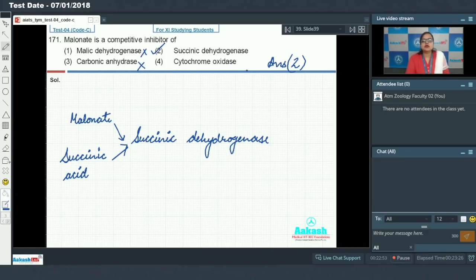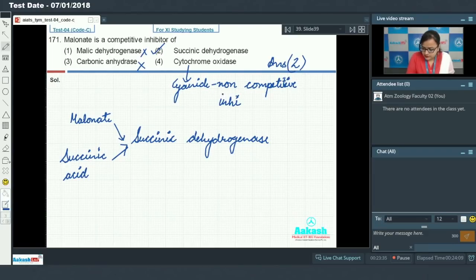Option 4, cytochrome oxidase. Cytochrome oxidase is an important enzyme of the respiratory electron transport chain, and cyanide is a non-competitive inhibitor of cytochrome oxidase. So, this cannot be an answer.